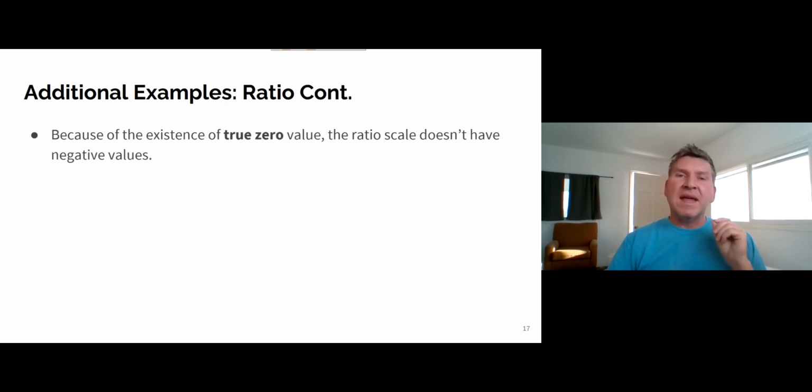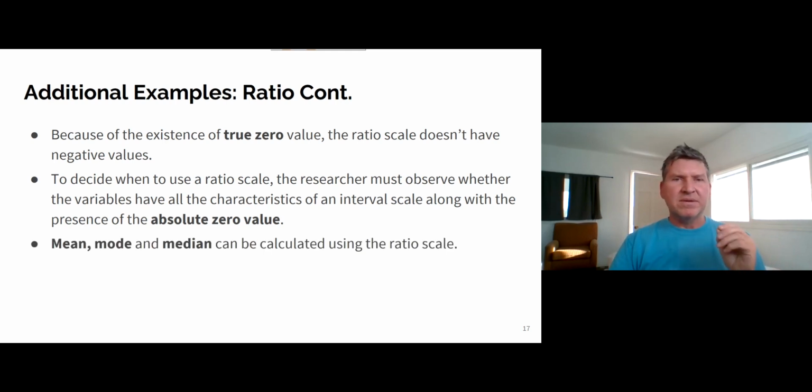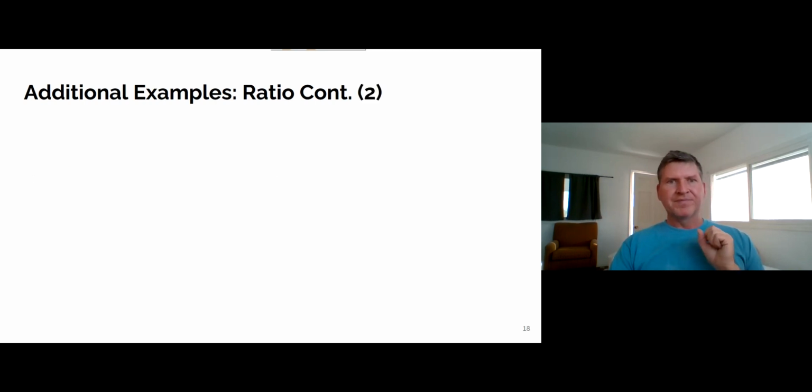Because we have a true 0, we don't have negative values. And so we can find an absolute 0, meaning there are no values less than that. So this allows us to compare those. So mean, median, and mode can be calculated using the ratio scale.